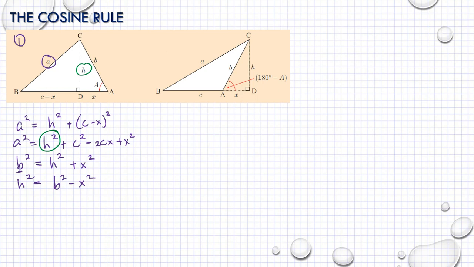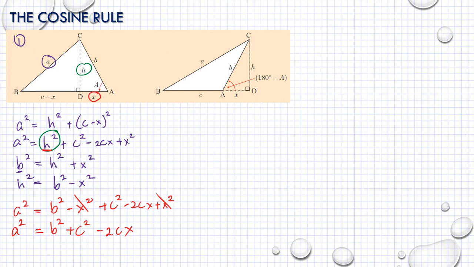Substituting, we have A squared is equal to B squared minus X squared, the value of H, plus C squared minus 2CX plus X squared. Then this will become 0. Then I have A squared is equal to B squared plus C squared minus 2CX. But I don't need X either, so I need to find the value of X now.